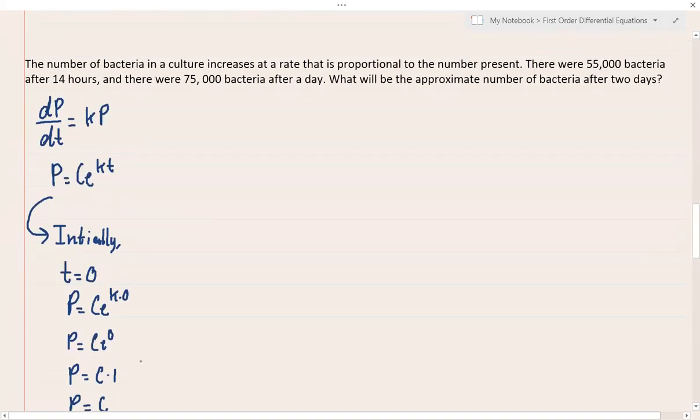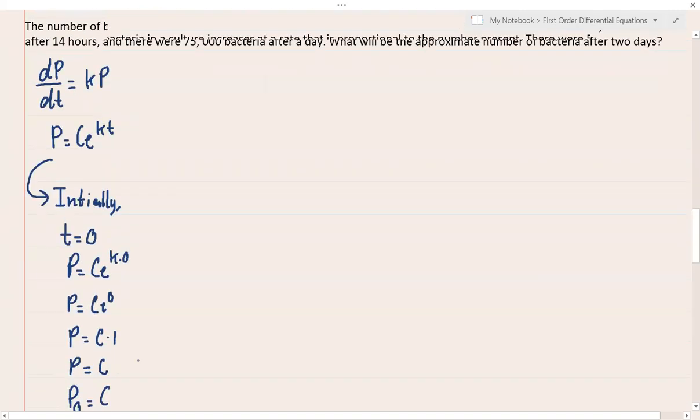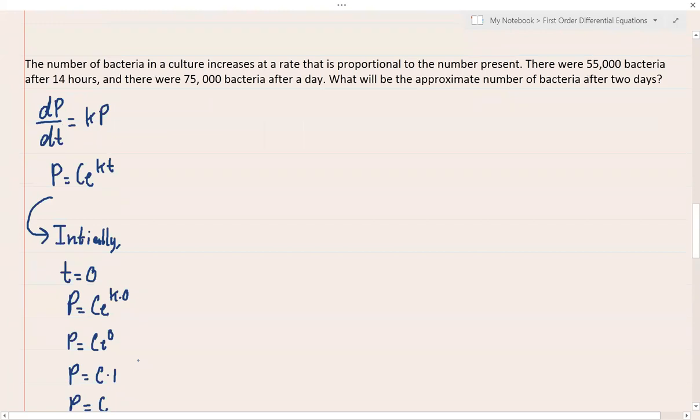Yan na yun. Now, here's the thing eh. Wala tayong initial amount. Kasi kung makikita nyo, there were 55,000 bacteria after 14 hours. Okay? And there were 75,000 bacteria after a day. Okay. Ngayon, sabi daw rito, what will be the approximate number of bacteria after 2 days?